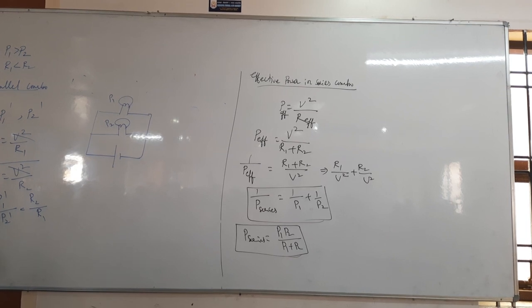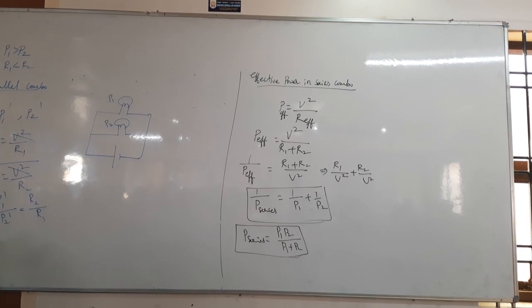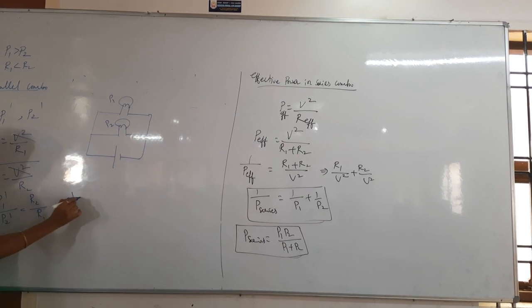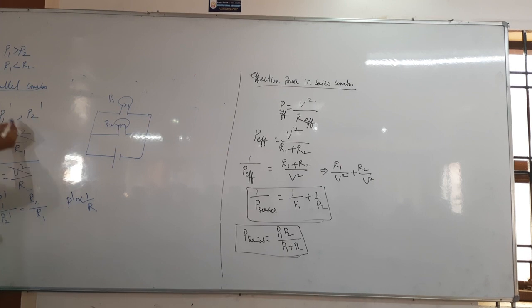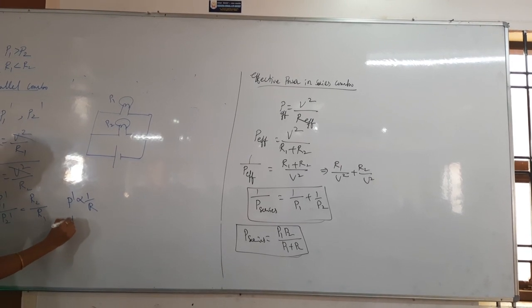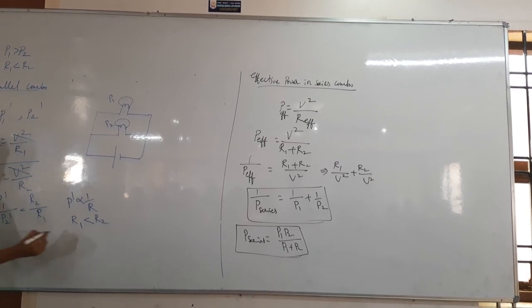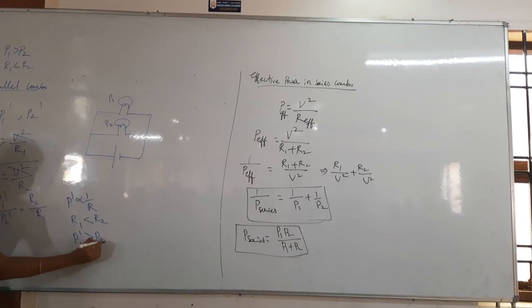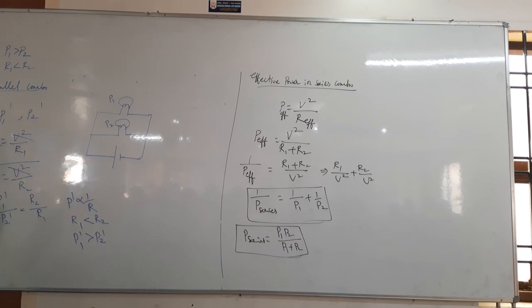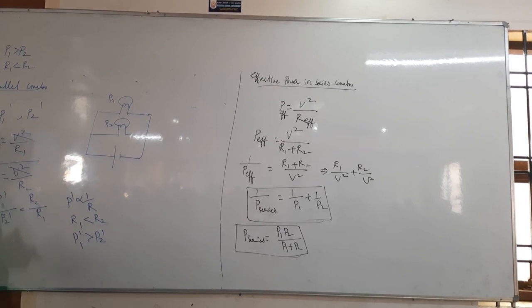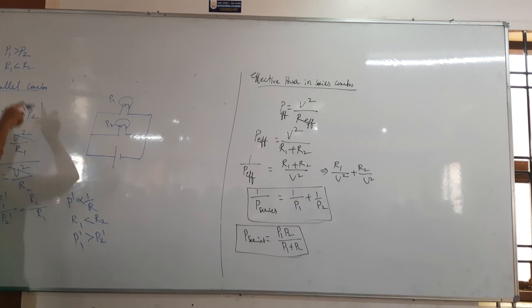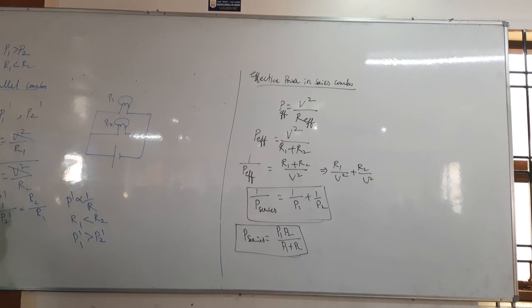Now from this, what can I say? Here 1, here 2, here 2, here 1, so P dash is inversely proportional to R. Of course, we got that directly from here only. P dash is inversely proportional to R means whenever R1 is lesser than R2, P1 dash is greater than P2 dash. The bulb with less resistance will give more brightness. Less resistance means more power rating.